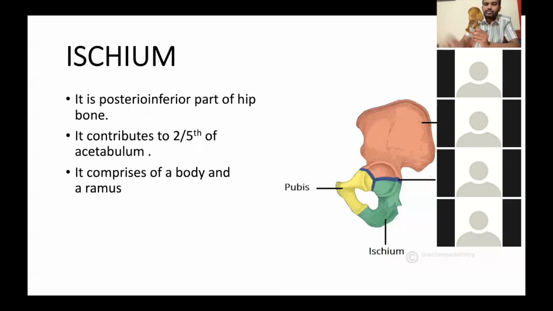This acetabular fossa, you can see in the picture also. 2/5 of ilium, 2/5 of ischium, 1/5 of pubis, all these contribute to form this acetabulum. Not only that, this ischium comprises two things: a body and a ramus. So the ischium has two parts, the body of the ischium and the ramus of the ischium. We will discuss this body.